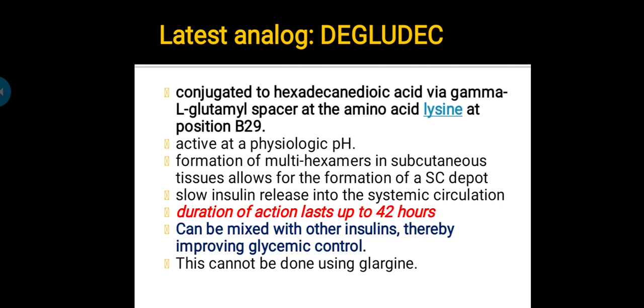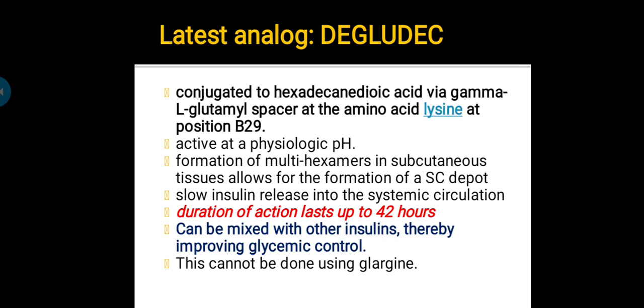So there is one gamma glutamyl group and it is conjugated to hexadecanoic acid, and it is active at the physiological pH. So unlike glargine, which is less active at the physiological pH, degludec is active at the physiological pH, and there is formation of multiple hexamers in the subcutaneous tissues, which allows for the formation of the subcutaneous depot. There is slow insulin release into the systemic circulation. Duration of action lasts up to 42 hours.